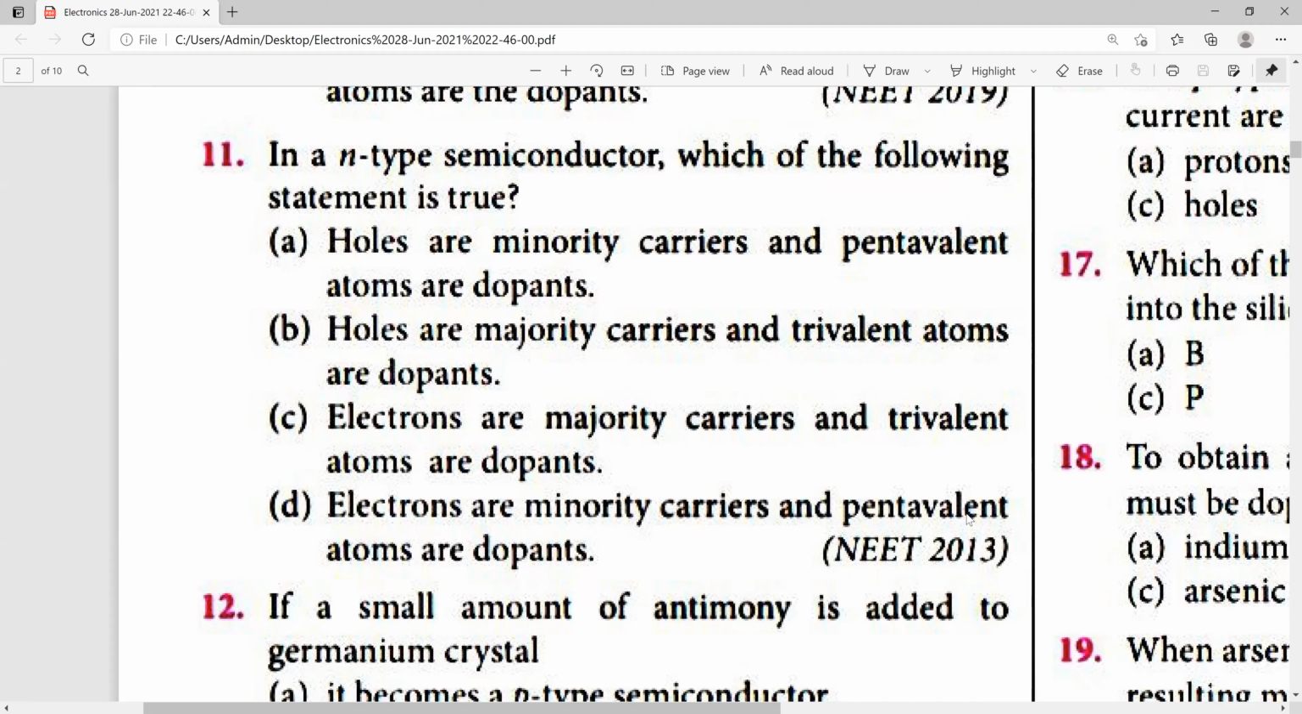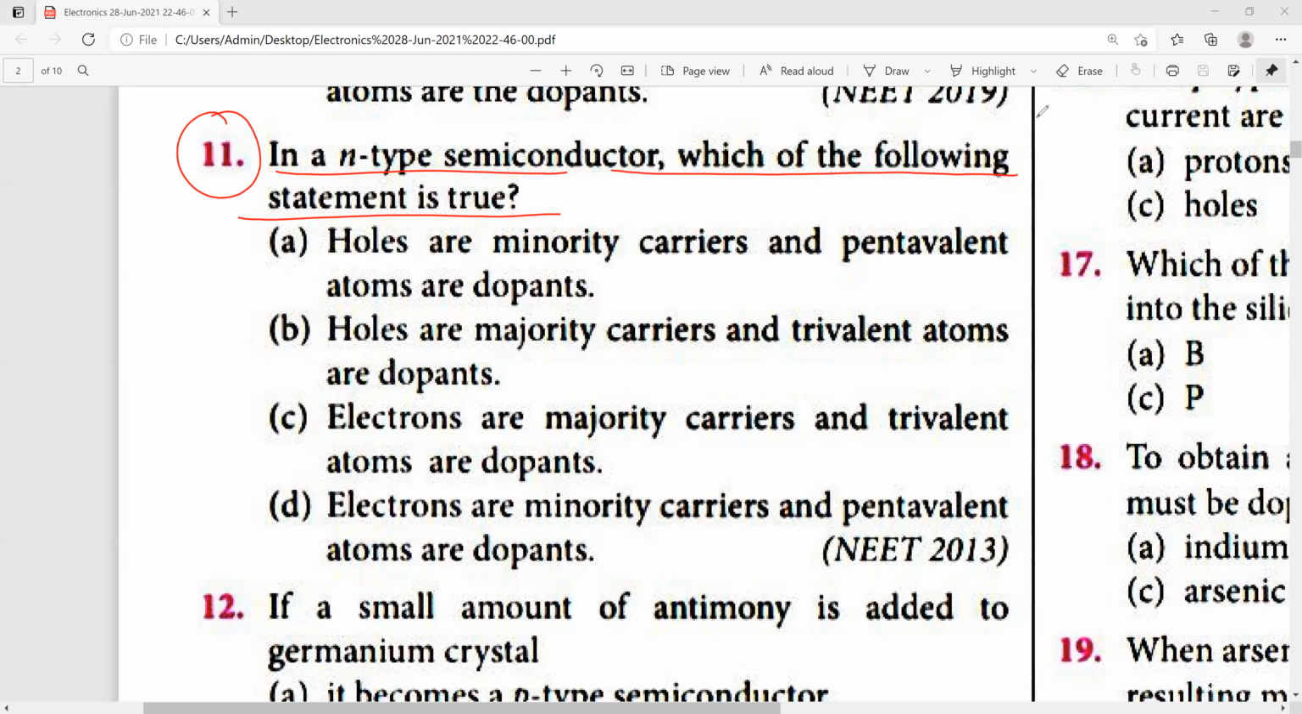11th one: in an N-type semiconductor, which of the following statements is true? First one, holes are the minority carriers and pentavalent atoms are the dopant. Second one, holes are the majority carriers and trivalent atoms are the dopant. Third one, electrons are the majority carriers and trivalent atoms are the dopant. Fourth one, electrons are the minority carriers and pentavalent atoms are the dopant.